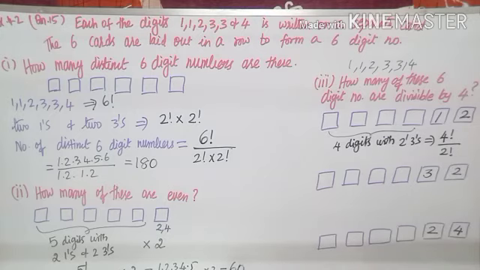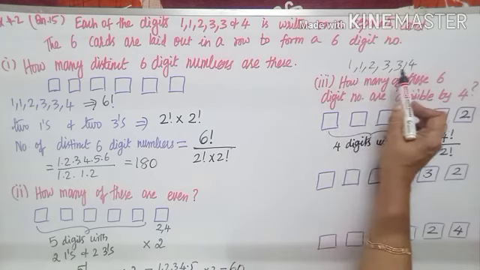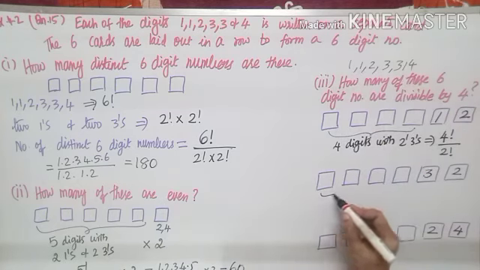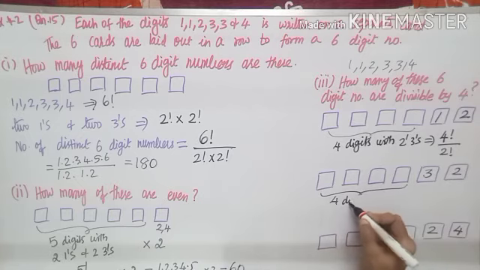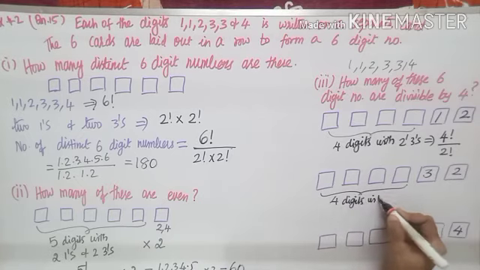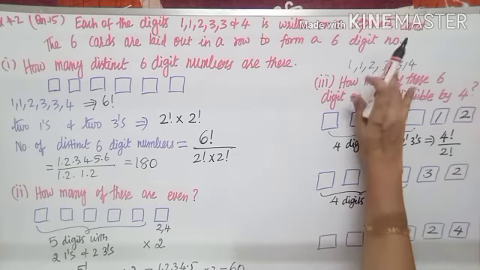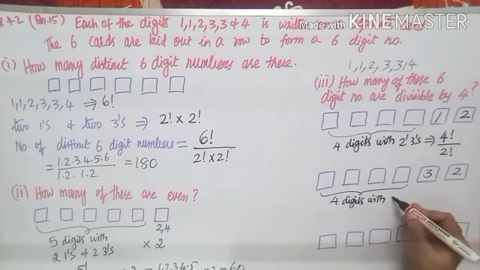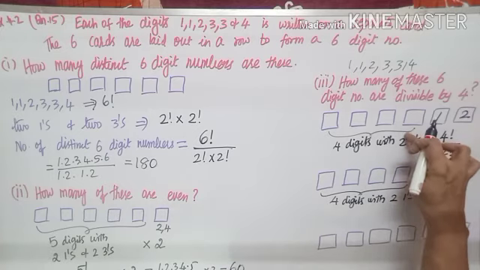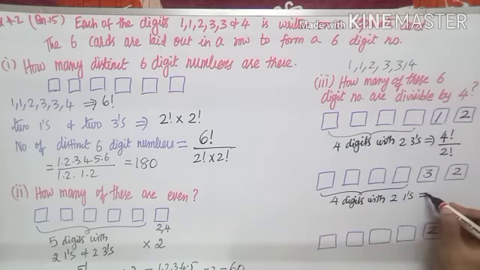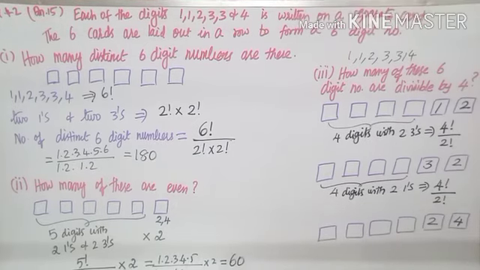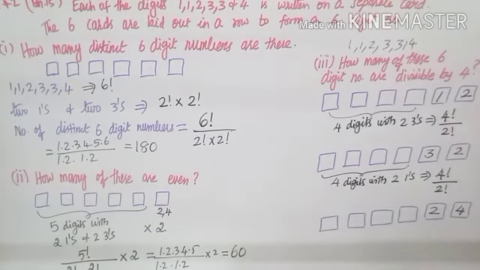The second case, 32 is here. So remove 32, and what are the remaining? 1, 1, 3, 4. Again 4 digits are there. Any repetition? Check it. With 32 removed, 2 ones are there. So in this case again 4 digits, 4 factorial by 2 ones, 2 factorial. Then when the last two digits are 24.